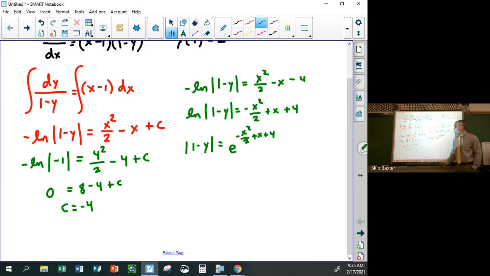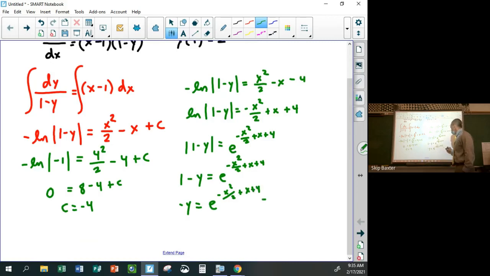Okay. So this would be 1 minus y equals e to the negative x squared over 2 plus x plus 4. So negative y equals e to the negative x squared over 2 plus x plus 4 minus 1. And then make everything negative. So you get y equals 1 minus e to the negative x squared over 2 plus x plus 4. We'll try that and see if it works out, hopefully.